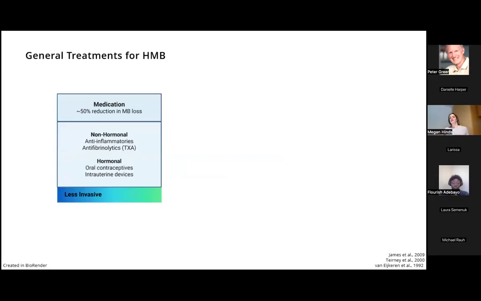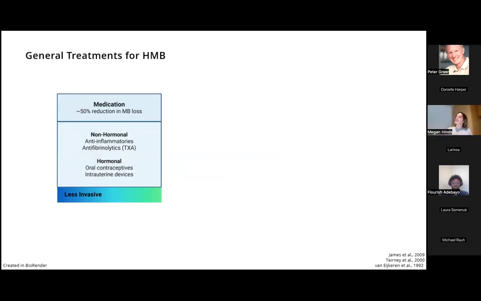Now, moving past symptoms and diagnosis, women with bleeding disorders are also faced with unique challenges when it comes to treatment for heavy menstrual bleeding. Typical medications used in the general treatment include non-steroidal anti-inflammatories, as well as antifibrinolytics like tranexamic acid, and hormonal contraceptives.